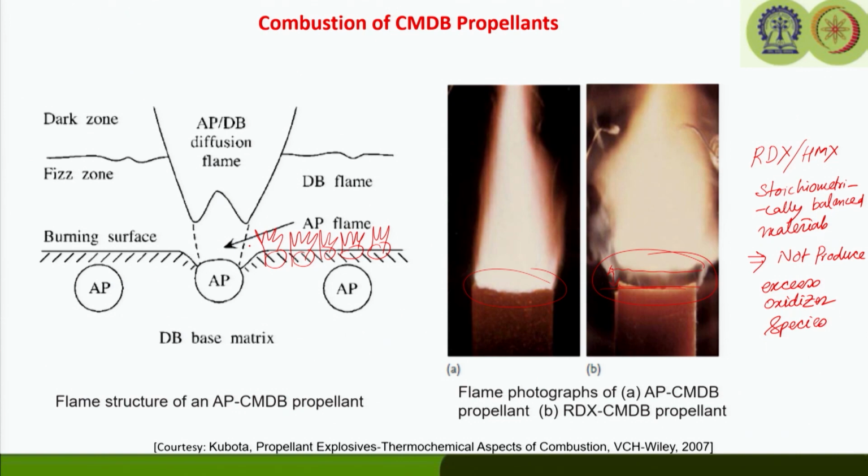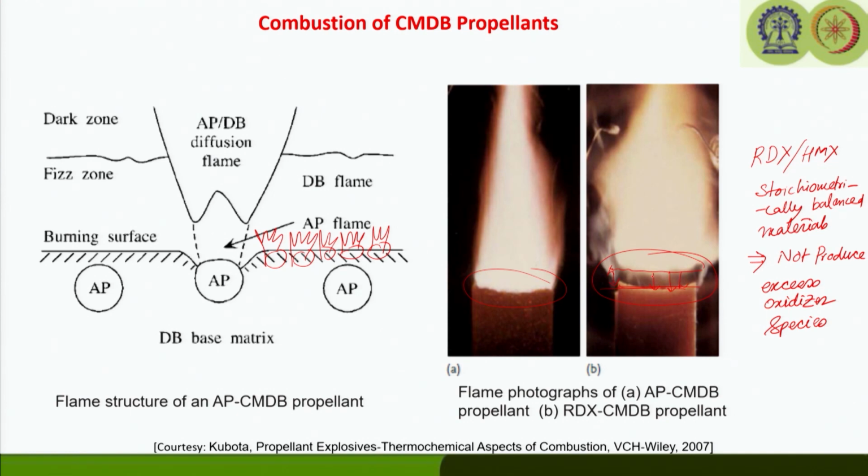So, if the chamber pressure is high enough, then of course the dark zone is going to reduce, as we have already discussed for double base propellant. Once the pressure increases, the dark zone will be reduced and almost non-existent once the pressure is very high, say in the order of more than 30 MPa or so.